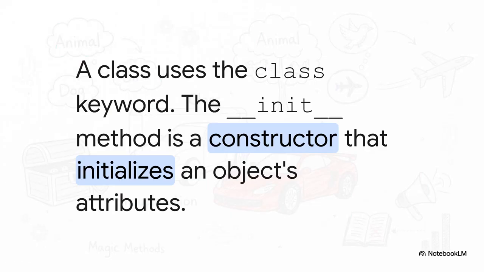So how do we actually make one of these blueprints in code? Well, in Python, it's super simple. We just use the class keyword. And every good blueprint needs a set of instructions for how to build the thing, right? That's exactly what this special underscore init method does. It's the constructor. It basically tells the program, hey, anytime you build a new object from this blueprint, here's the information you need right at the start, like the car's make and model.